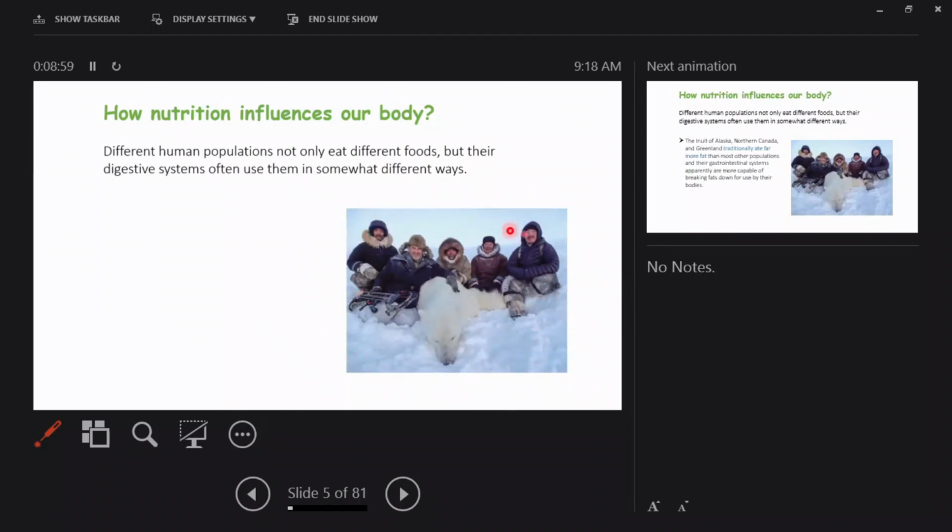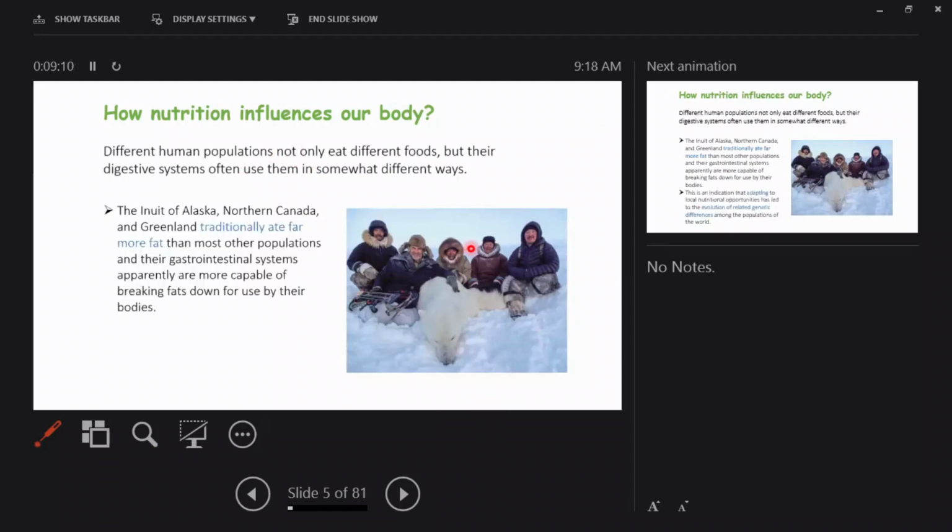You can see the picture on the right-hand side here. People are living in a very cold environment, a very cold area, such as in Alaska. Like these Inuit. People from this region, the Inuit of Alaska, living in northern Canada and in Greenland, traditionally ate far more fat. This guy here eats far more fat. They used to eat a high-fat diet more than most other populations in the world, and their gastrointestinal systems are apparently capable of breaking fats down for use by their bodies.